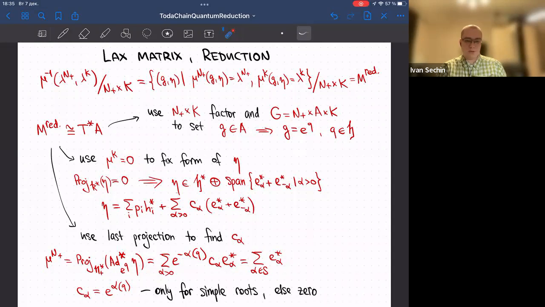Only for simple roots, because our momentum is fixed to be non-zero only for simple roots, then we have non-zero elements only for simple roots. And the values are just roots acting on our Q in Cartan. Okay.